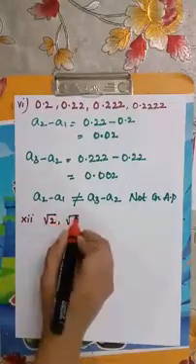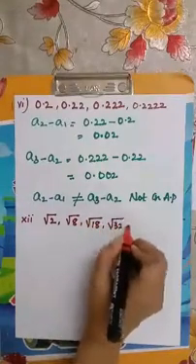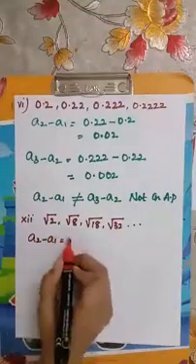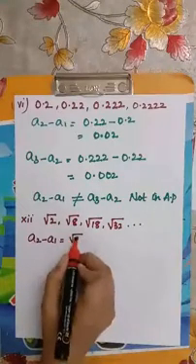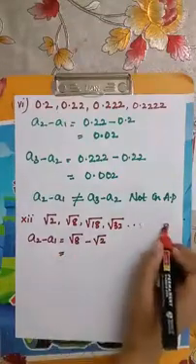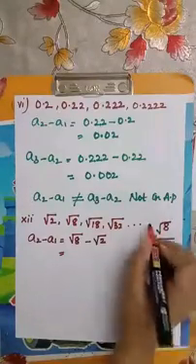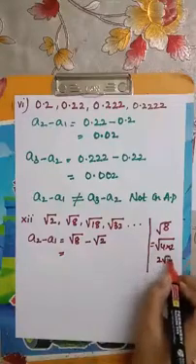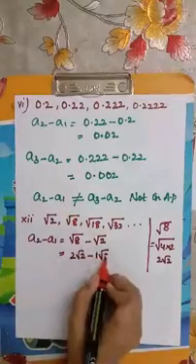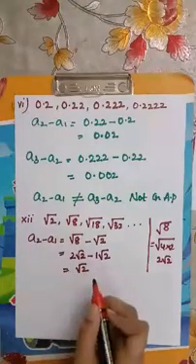Root 2, root 8, root 18, root 32, and so on. To check whether it is in AP, A2 minus A1. That is root 8 minus root 2. See how I am writing root 8. Root 4 into 2. Root 4 is 2. So I am writing root 8 as 2 root 2, minus 1 root 2. If nothing is there, we can write 1. So 2 root 2 minus 1 root 2 is root 2. A2 minus A1 we got.